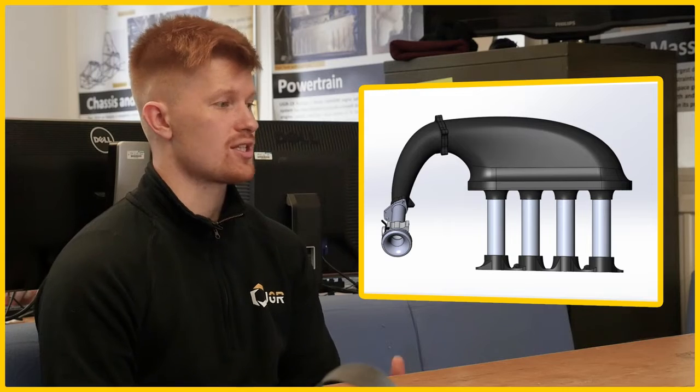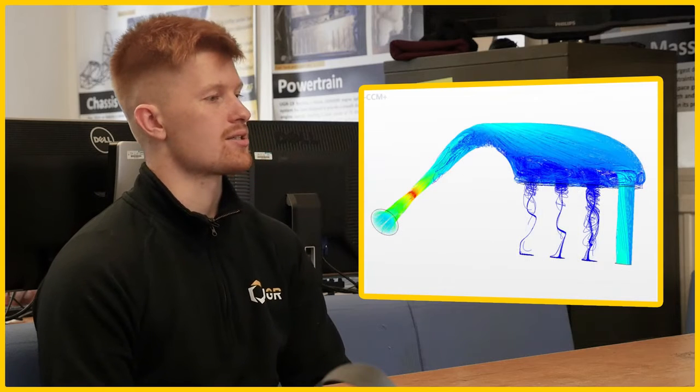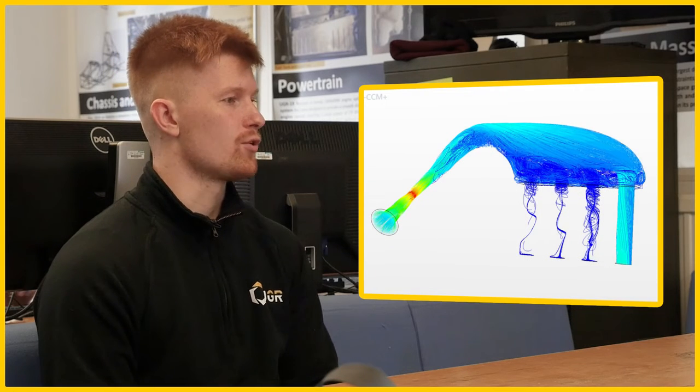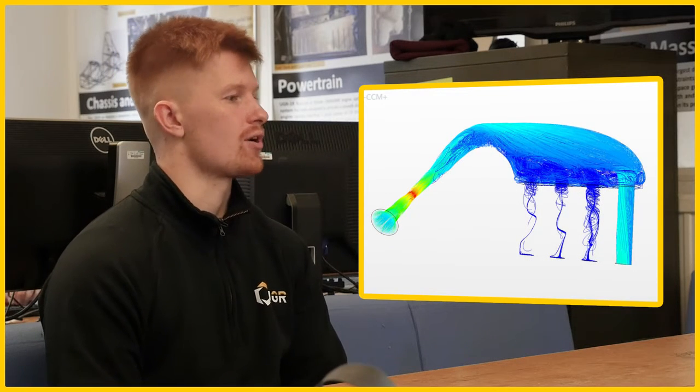Simulating the engine in 1D can only tell us so much, so to see how the flow behaves inside the intake system, we use CFD to analyse flow characteristics such as pressure and mass flow rate.